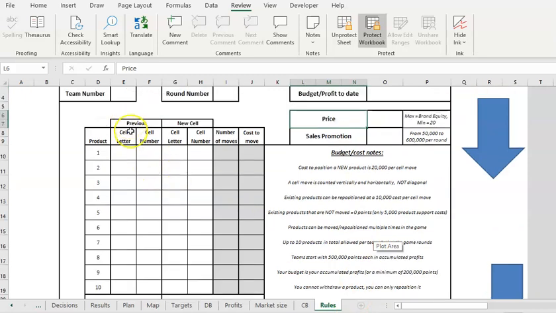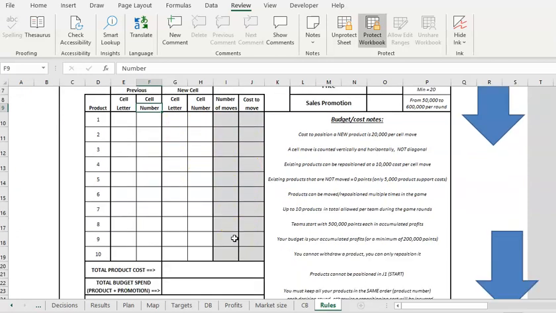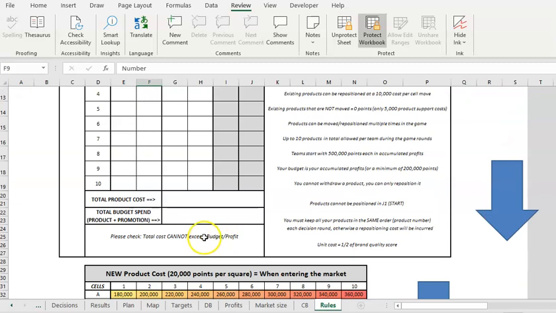The other decision they have to make is products, and these cell numbers and letters refer to the market size I just showed you. And they work out where they were, where they want to move to. This helps them budget. The spreadsheet does that for them as well. And then they can work out their budget. So this part here would be printed out.